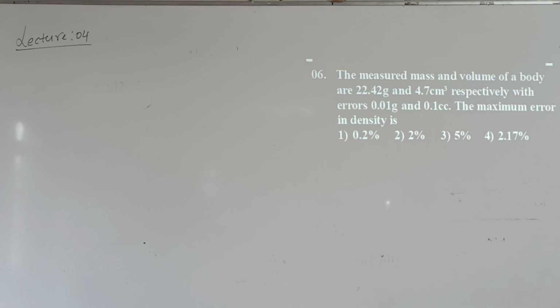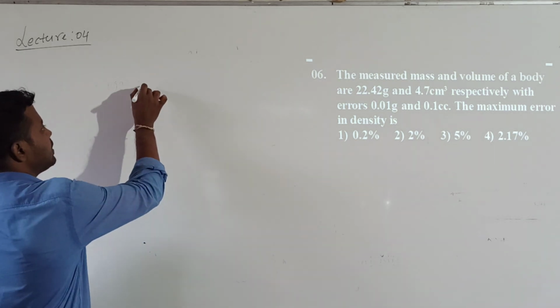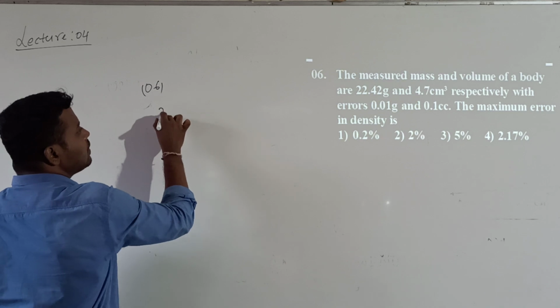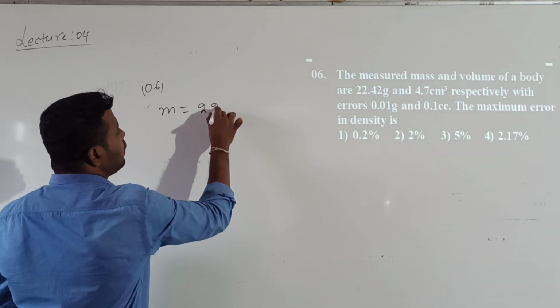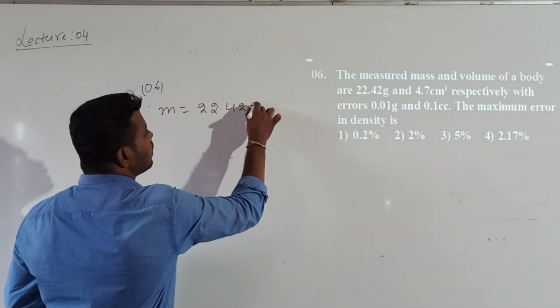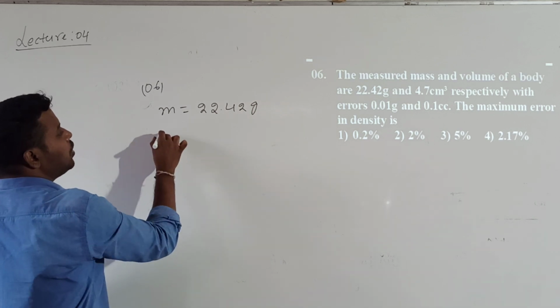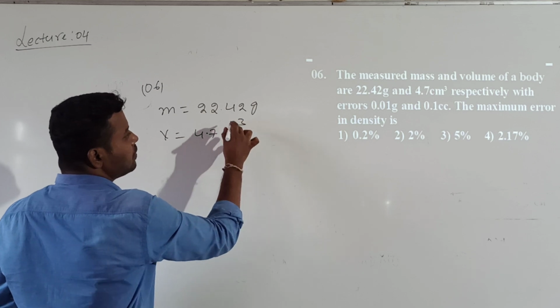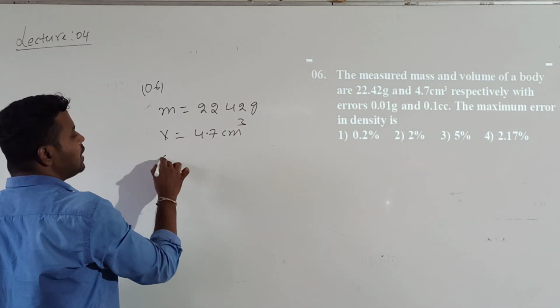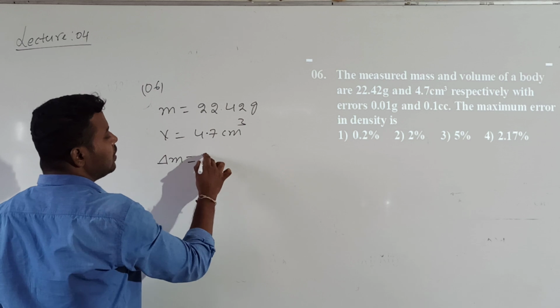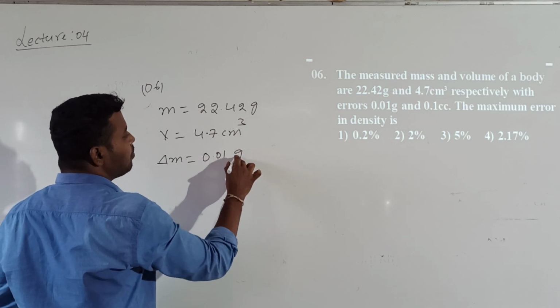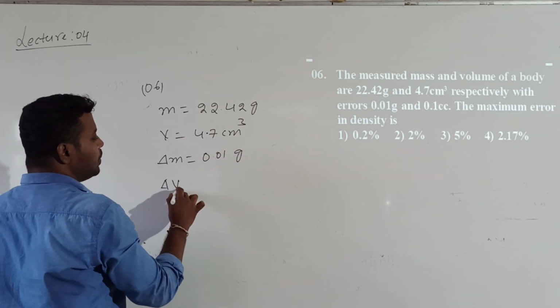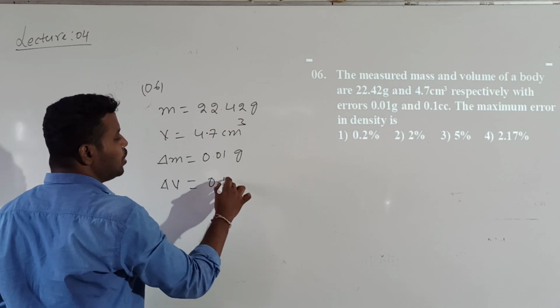In this division rule, they have given the mass value. Question number 6. So what is the mass? 22.42 grams. And what is the value of volume? 4.7 centimeter cube. What is the error in the measurement of mass? 0.01 gram. What is the error in the measurement of volume? 0.1 cc.